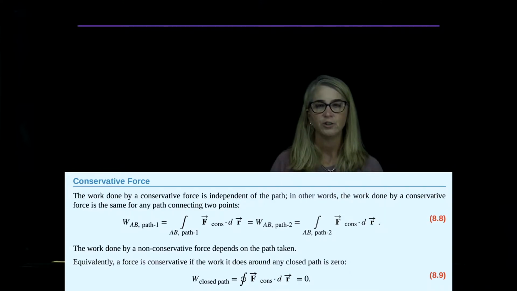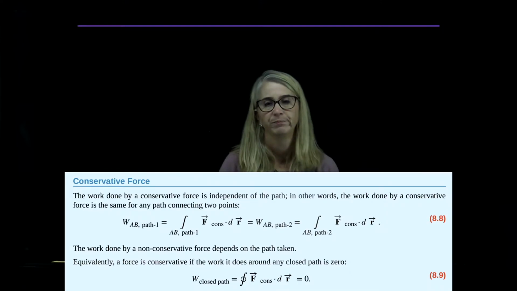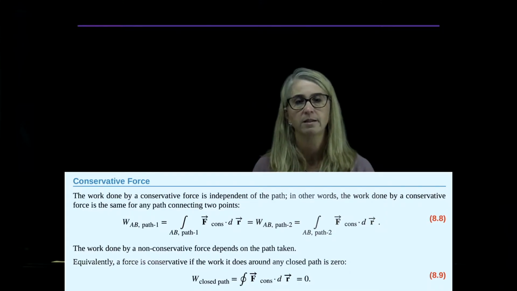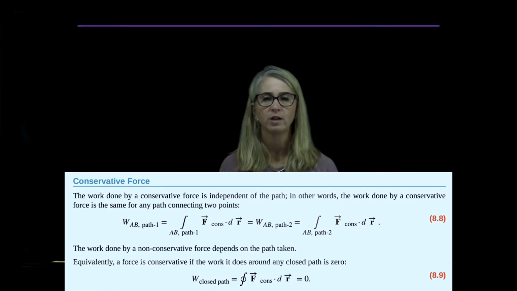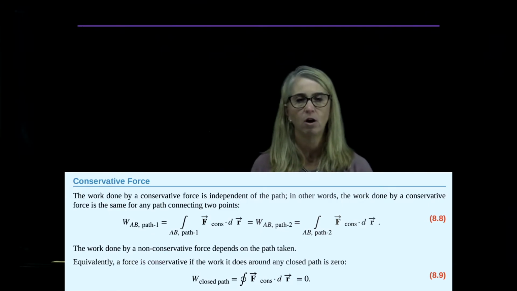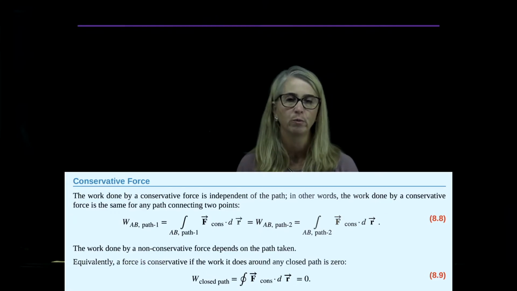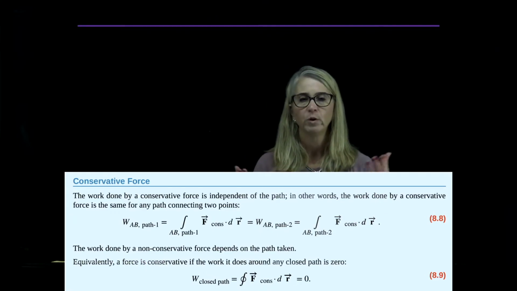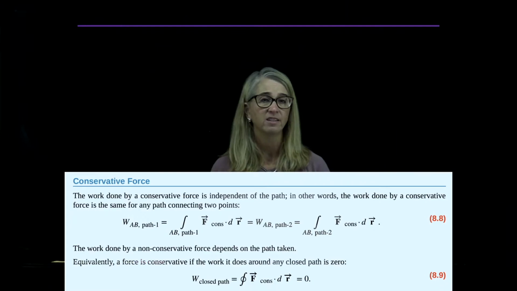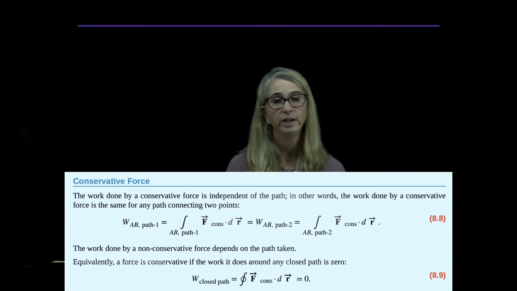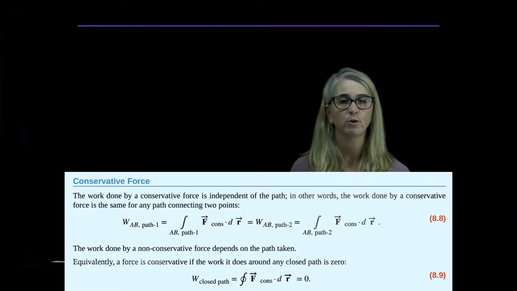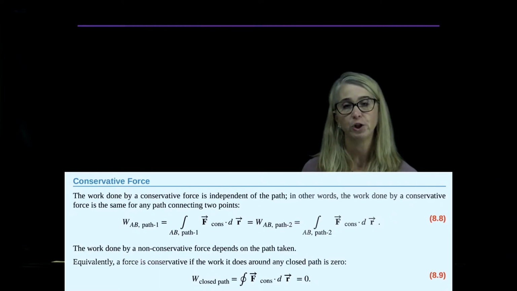So here's the definition from your book. It looks kind of complicated, but let's condense it down and say what it says. Here they're talking about the work done by a force going along a path. The path goes from point A to point B. And what they're trying to show in the first line, numbered 8.8, is that for a conservative force, the work done taking path 1 would be exactly the same as the work done in taking path 2.